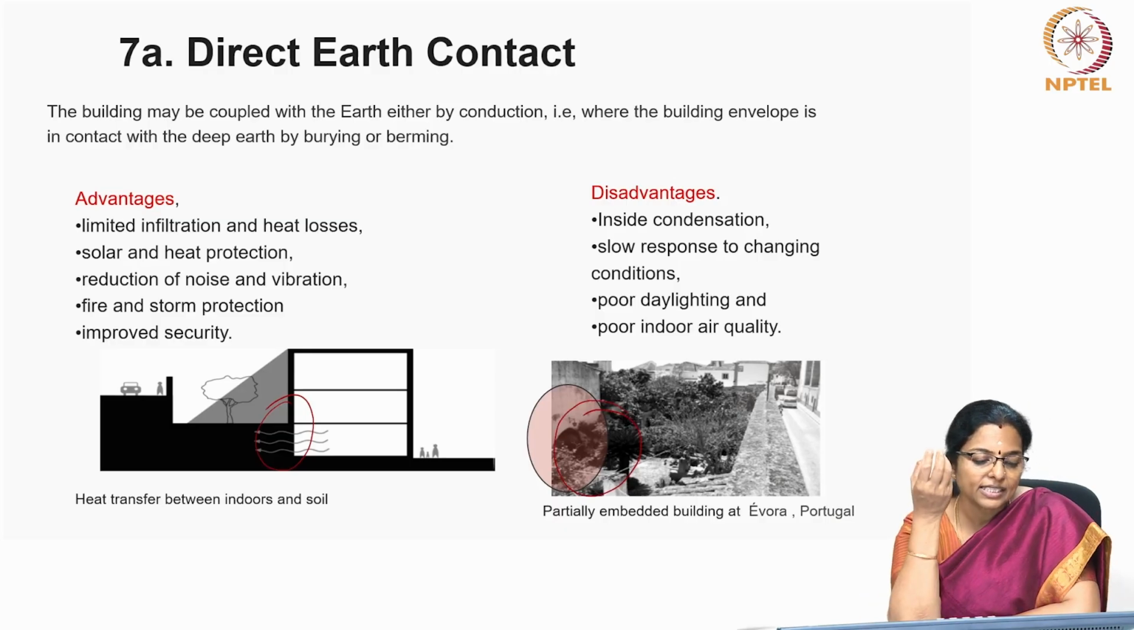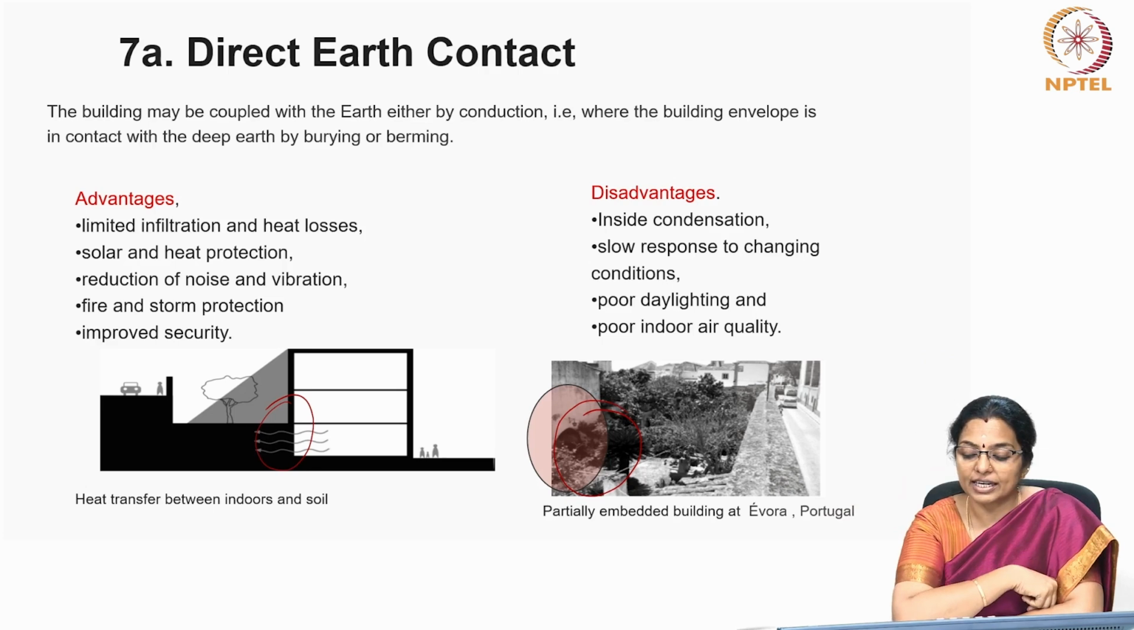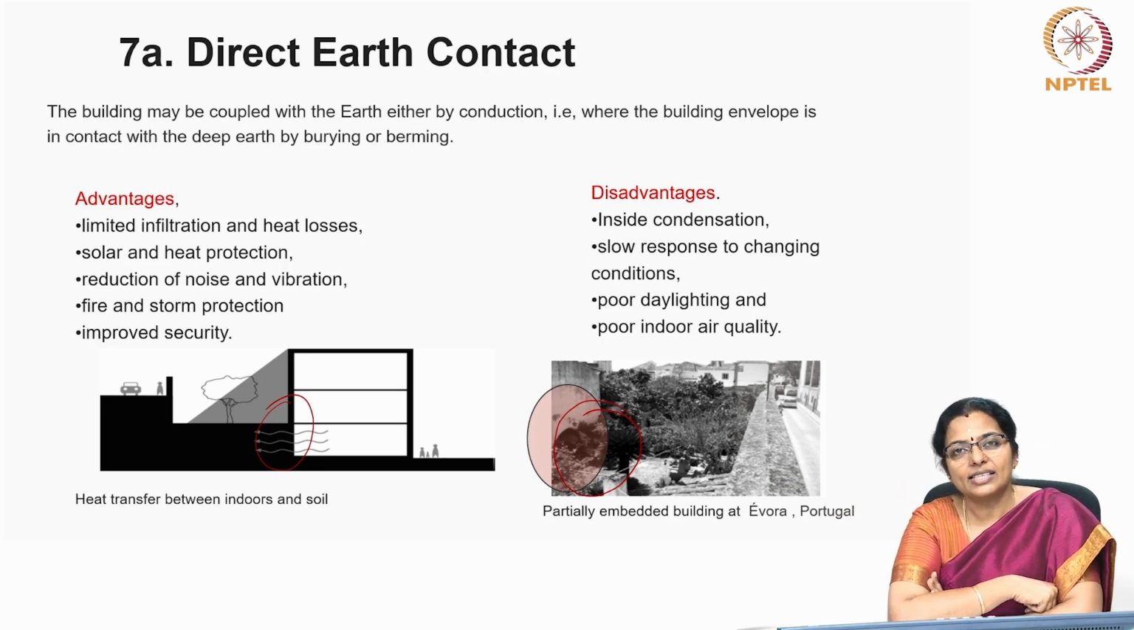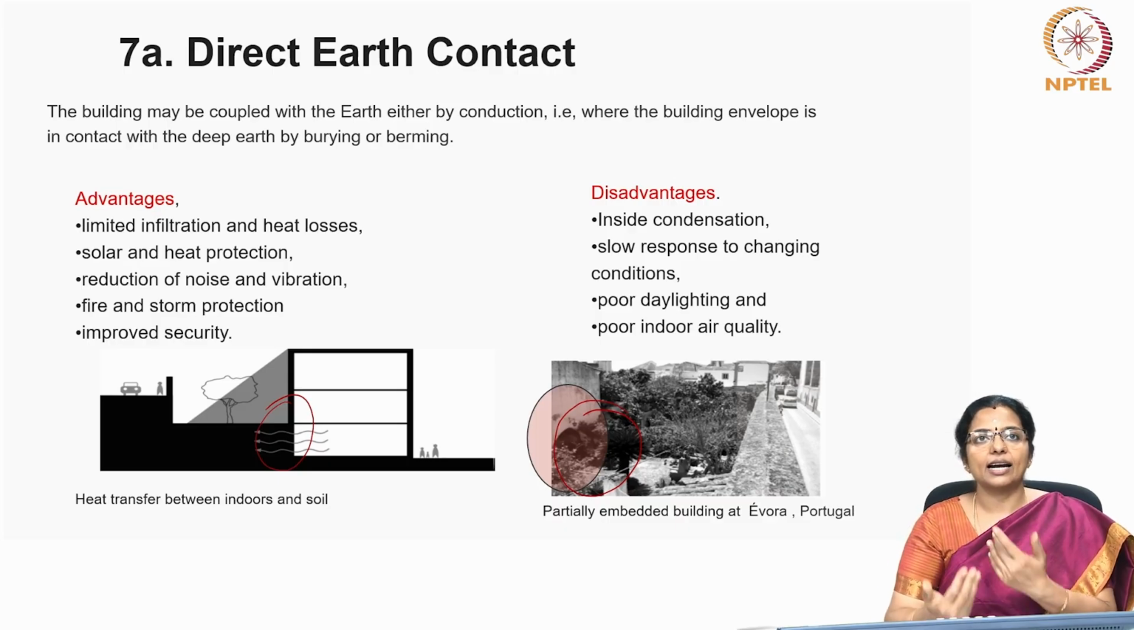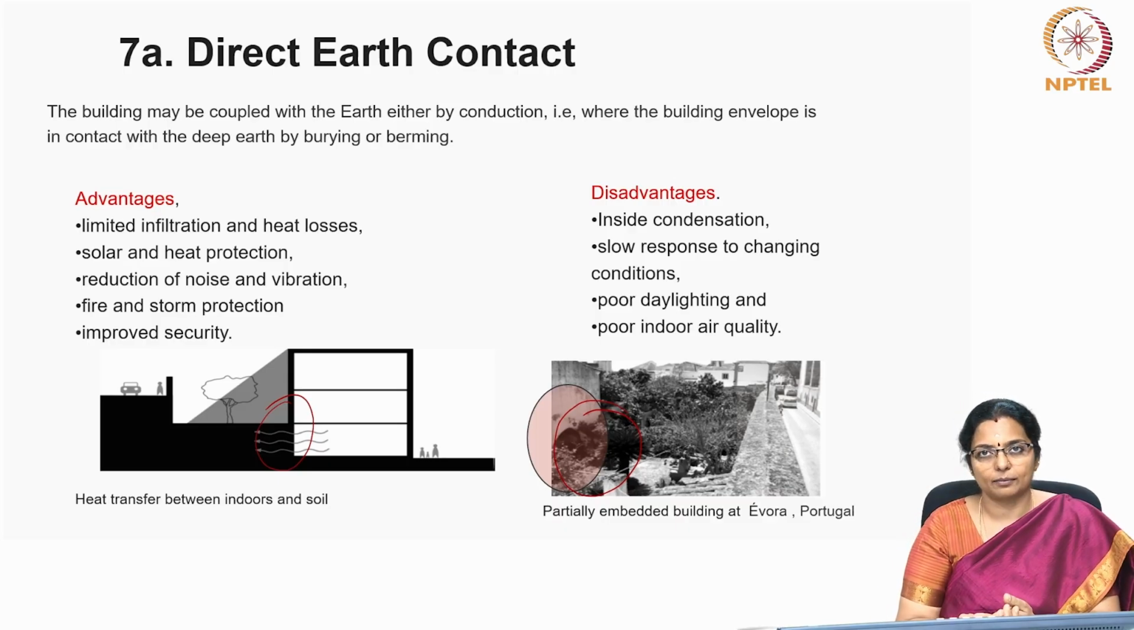The advantages are that it has limited infiltration and heat losses. It has solar and heat protection. It has reduction of noise and vibration, fire and storm protection, and improved safety. Its disadvantages include condensation, slow response to changing conditions, poor daylight and sometimes poor indoor air quality. When we look at these in greater depth, we will analyze their advantages and disadvantages further.